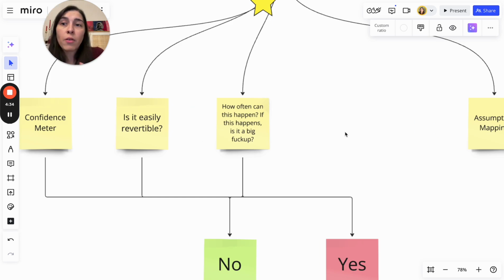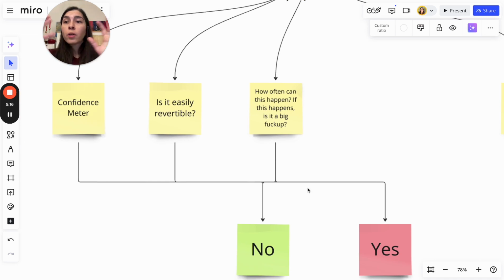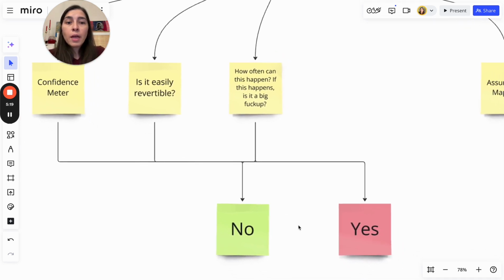The third way to answer this question, and ideally you have a combination of these, but it might be very easy to answer the question, is answering: how often can this happen? And if this happens, is it a big fuck up or not? This is a question that we use quite a lot for bugs, but also for features. You can think of it this way: if this feature doesn't work, how likely is it that it's not going to work? Is there a big likelihood or a small one? And if it doesn't work, is it going to be a big fuck up that it doesn't work or not? So you can phrase it this way. And the answer to one of those questions, or these questions in combination, will be yes or no.